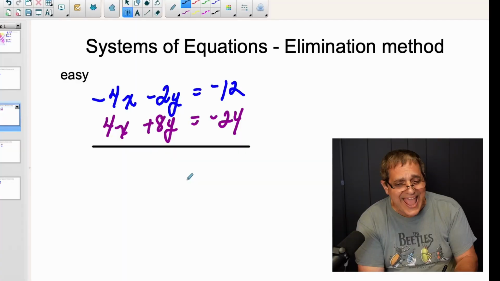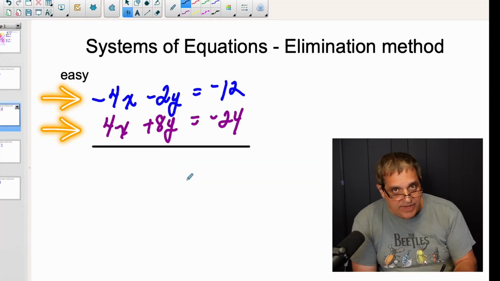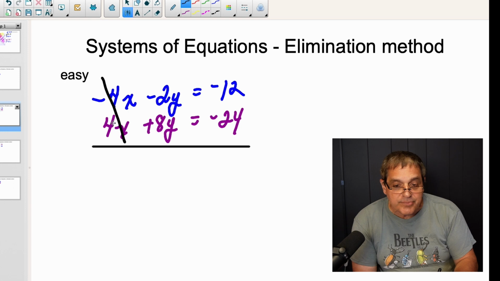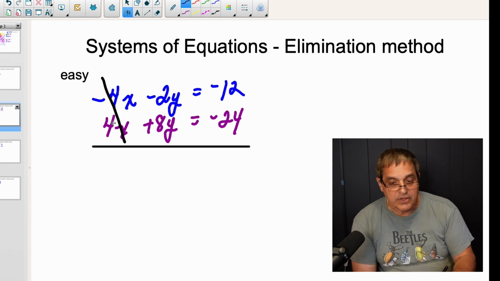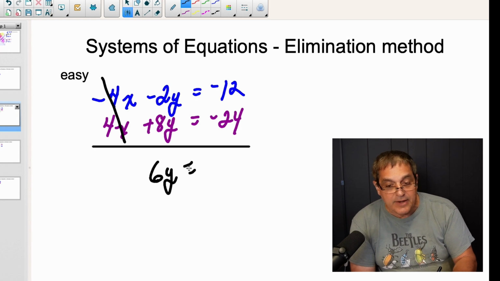So let's look at this. Look at what's going to happen when I add these two. I have a negative 4x and a positive 4x. Well, when I add those, they zero out. And that is your goal with the elimination method, is zeroing them out. So then I'm only left with a y and a constant. So now I add my negative 2y and my positive 8y. That gives me a positive 6y. And I add my negative 12 and my negative 24, and that gives me negative 36.